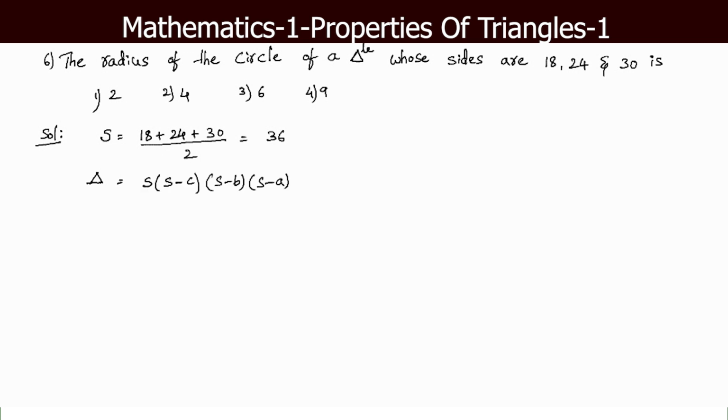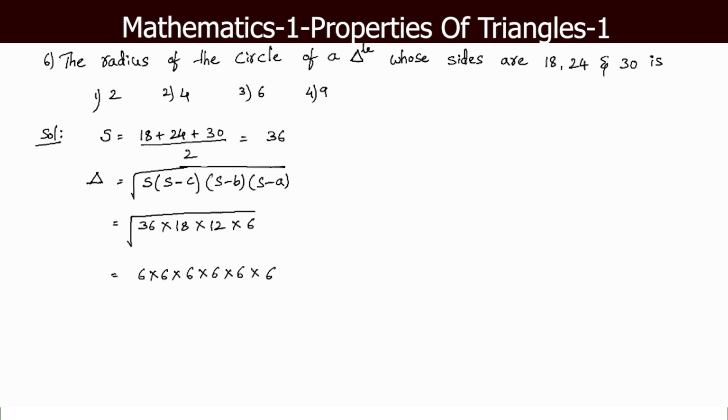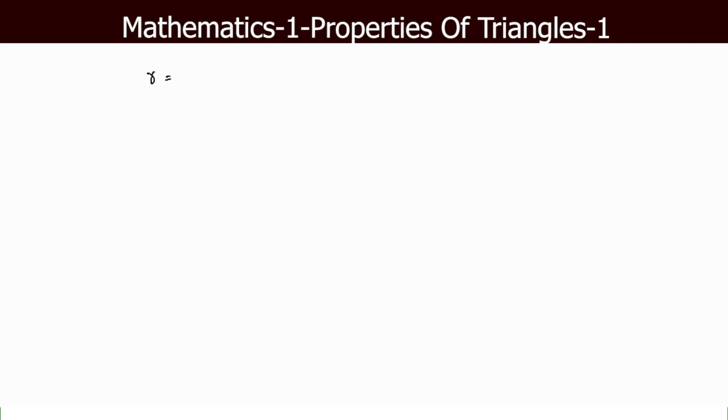And you know that delta, by Heron's formula, is square root of S into S minus a into S minus b into S minus c, that is square root of 36 into 18 into 12 into 6, which is simply 6 cubed. So r is equal to delta by S, which is 6 cubed by 36, is equal to 6. So the inradius of this triangle is 6. So the correct answer is option number 3.